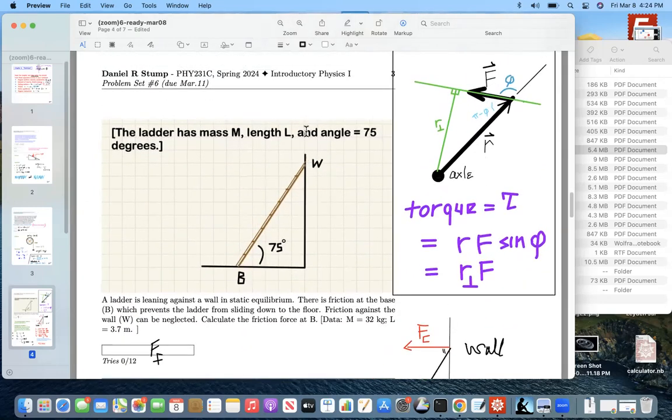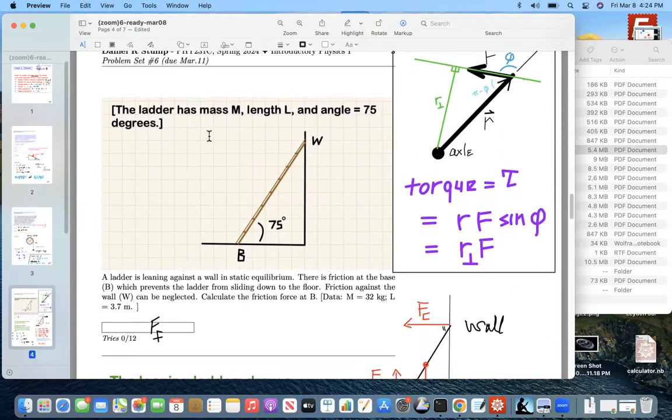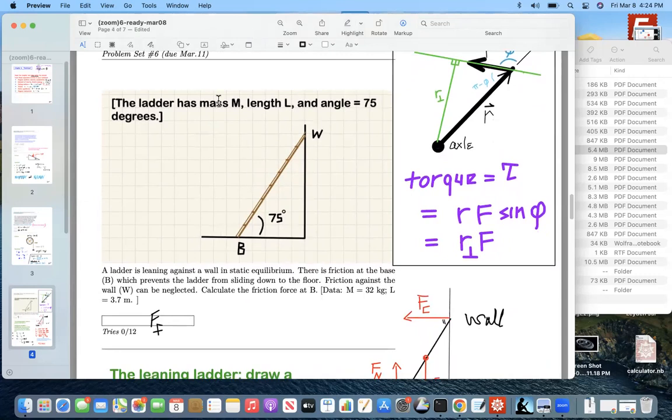Here's another problem. This one involves a torque. In fact, this is a problem with static equilibrium. So, we have a ladder leaning against a wall in static equilibrium.